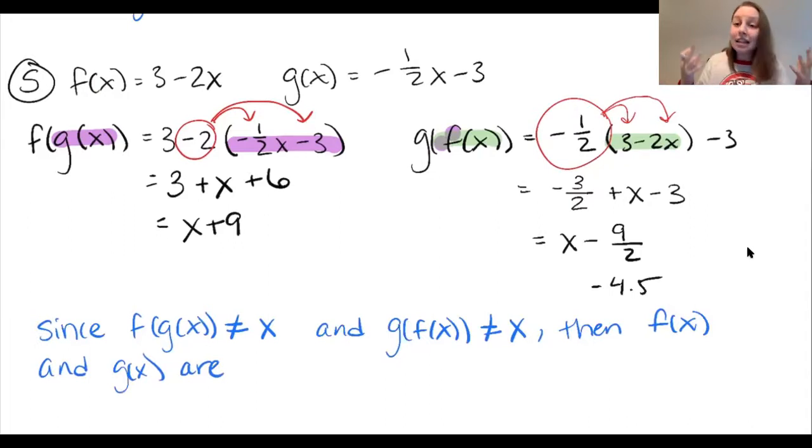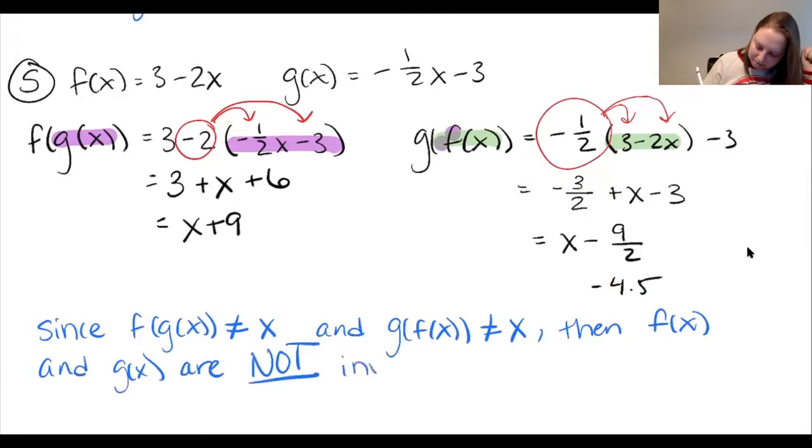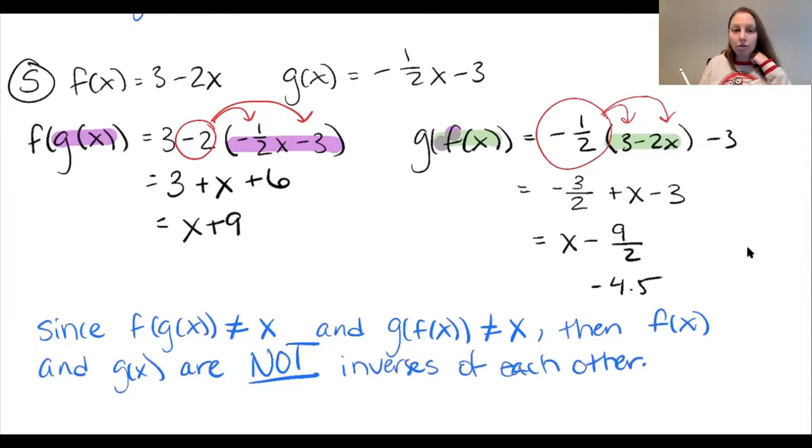If there's anything extra, no matter whether it's plus 9, minus 4.5, times 2, whatever that is, if there's anything other than x, then they are not inverses of each other. So just keep that in mind as you're working through. They may not be inverses, and that's okay. It just means you're showing me how you know that and why you know that.